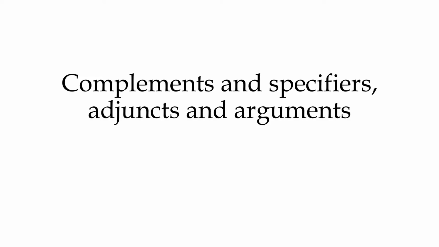In the previous module, we talked about the different elements that can exist within a phrase, namely modifiers and heads. In this module, we'll look at different ways of categorizing those modifiers. One way of categorizing them is whether they're complements or specifiers, and another way is whether they're adjuncts or arguments.